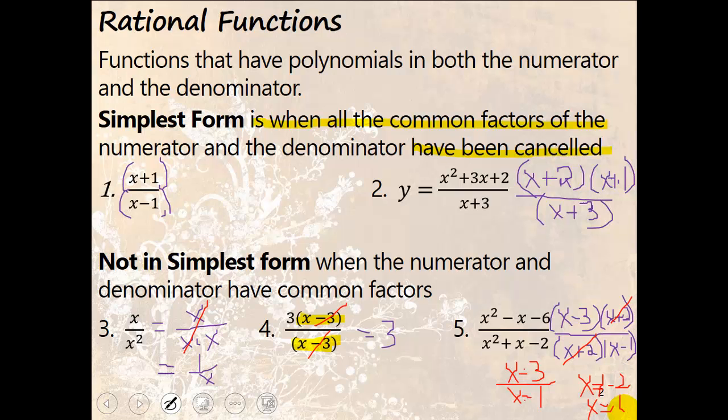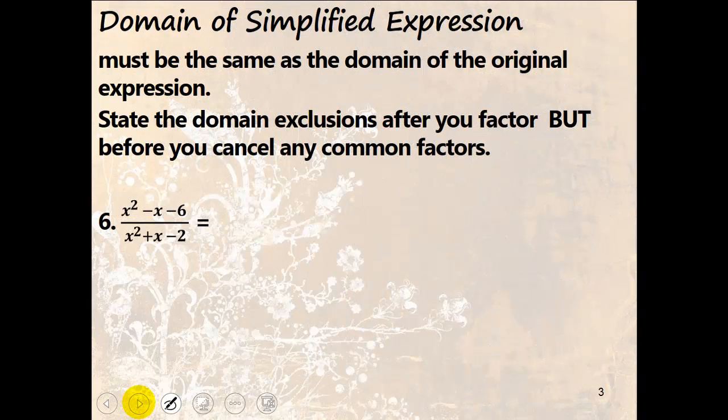So you have to make sure that the domain of the simplified expression must be the same as the domain of the original expression. The way to ensure that you do that is to factor, but before you cancel, state any values that will create either a hole or an asymptote, i.e. exclusions.